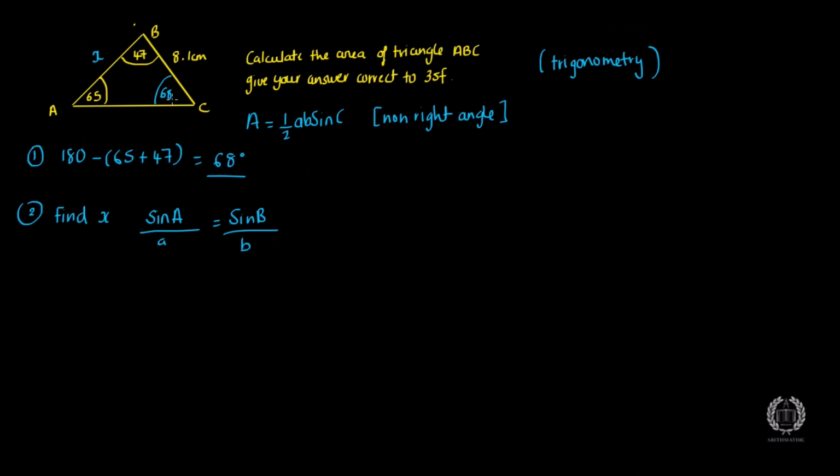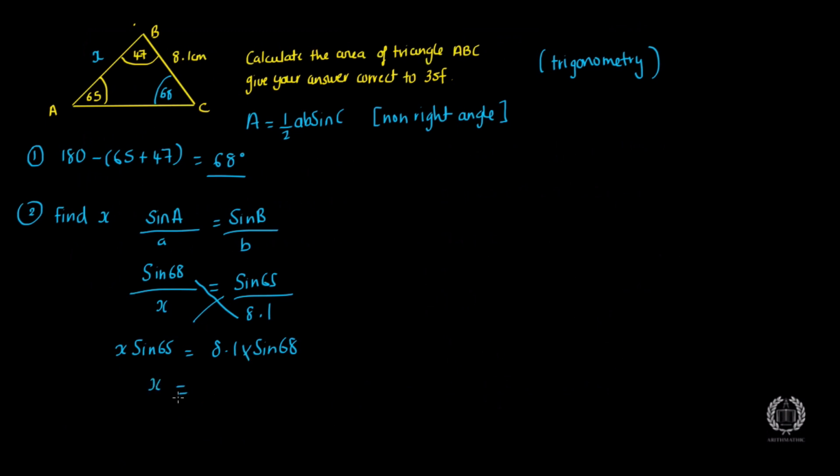So for sine A, I'm going to use sine 68. I'm going to use that angle, and now the length has to be opposite the angle that you're looking at. So my length that is opposite 68 is x. Okay, and now if we're going to use 8.1, the angle that I'm going to have to use here is 65. So I'm going to have sine 65 over the opposite length, which is 8.1. Now we're going to cross multiply, because we want to find x. So we're going to have x sine 65 equals 8.1 times sine 68.